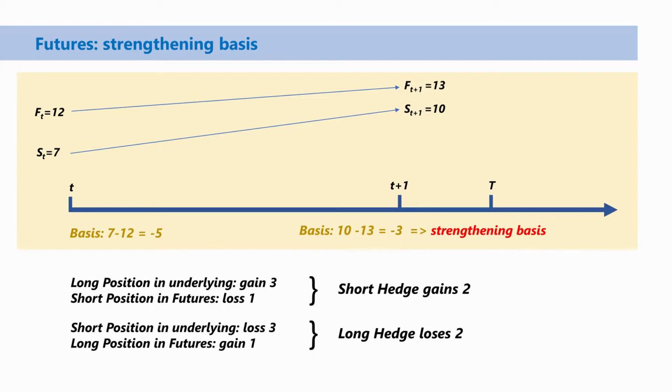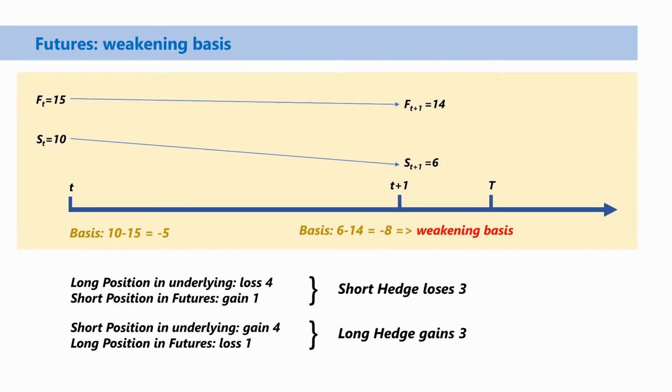Let's look again at how the basis has changed. It goes from -5 to -3. The absolute value is getting higher. On an imaginary number line, -3 is right from -5. We call such a situation a strengthening basis.